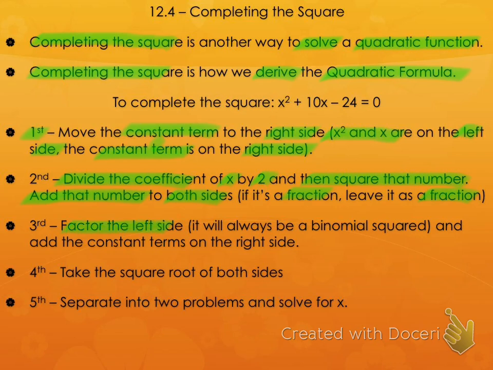The third thing that I do is factor the left side. It'll always be a binomial squared. And then I'll add my constant terms on the right side. Last thing is I square root both sides, and then separate it into two problems and solve for x.